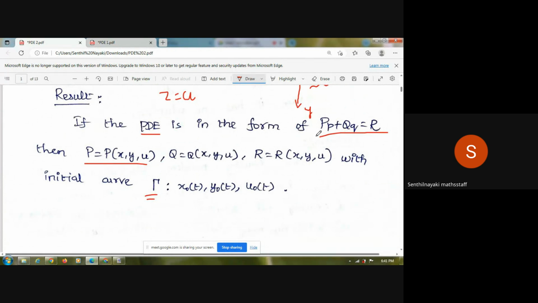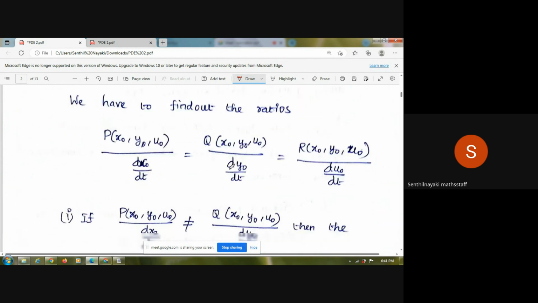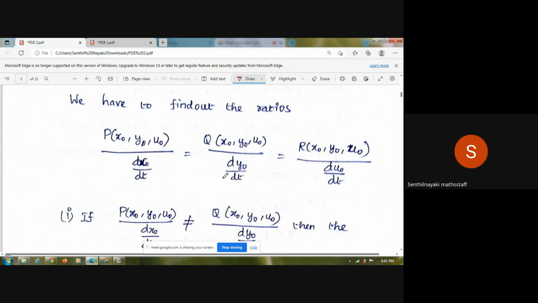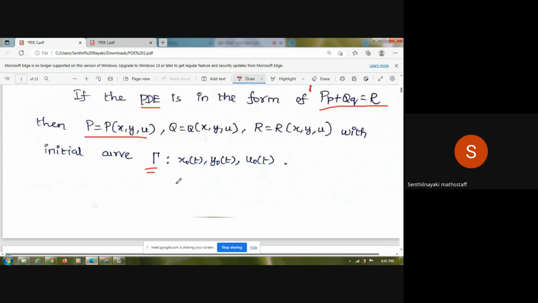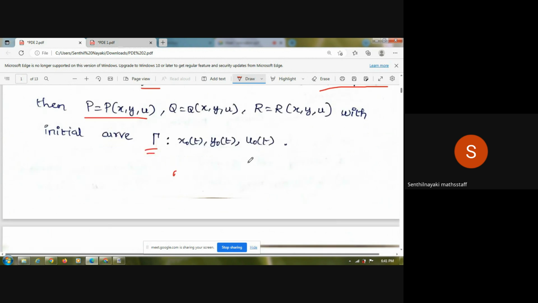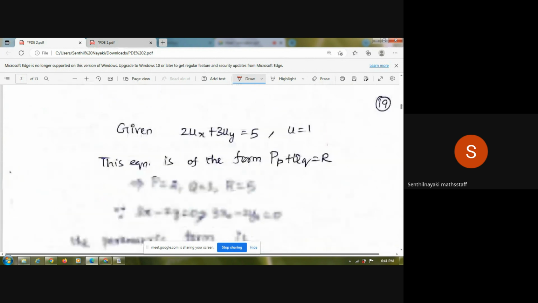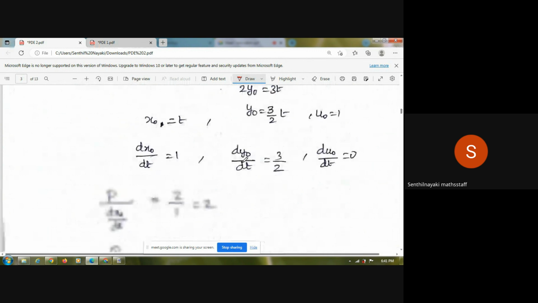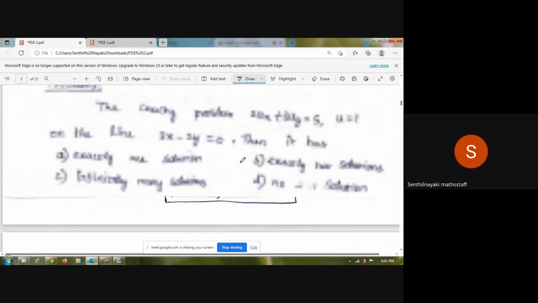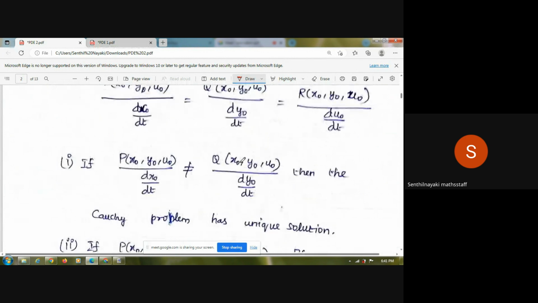So the auxiliary equation is exactly equal to the auxiliary equation of Lagrange's equation, with small changes that may be incorporated. Let us discuss here. So the auxiliary equation becomes, okay, we will discuss it later.